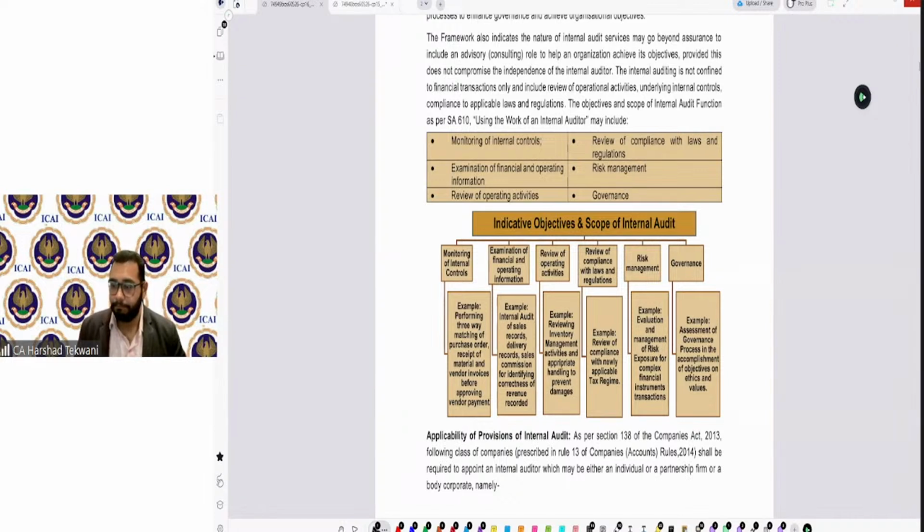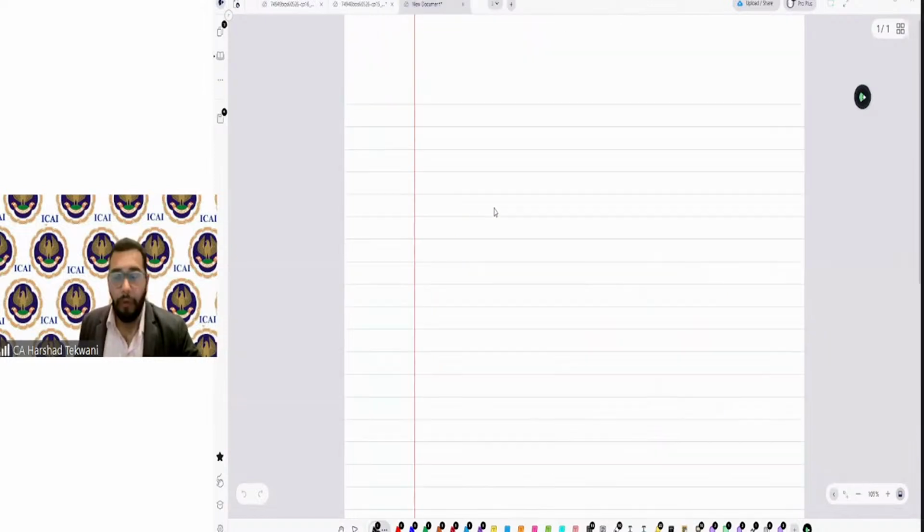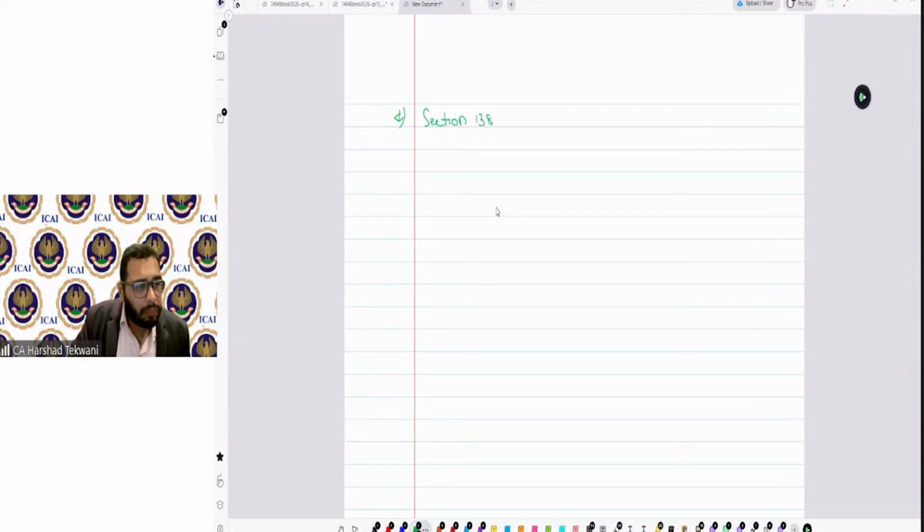Okay. Yes, Mancha. Very good. Very correct. Now, as you already know, there is section 138 under the Companies Act, which requires some companies to have an internal audit function within the organization. Can anyone tell me what section 138 says and which companies are part of that section? Which companies are required to maintain an internal audit function as per section 138? If anyone knows this, which companies are within the scope of section 138?